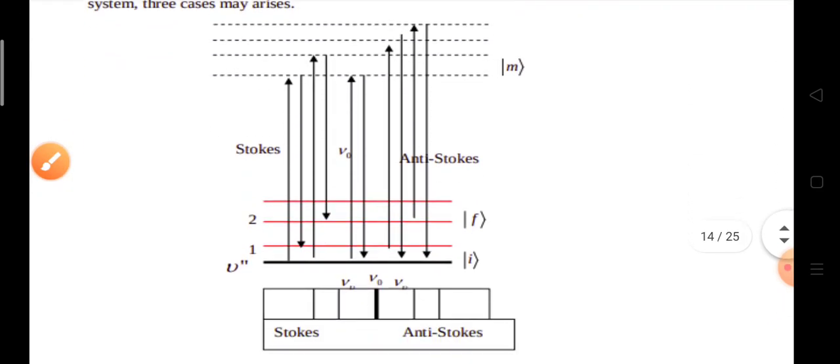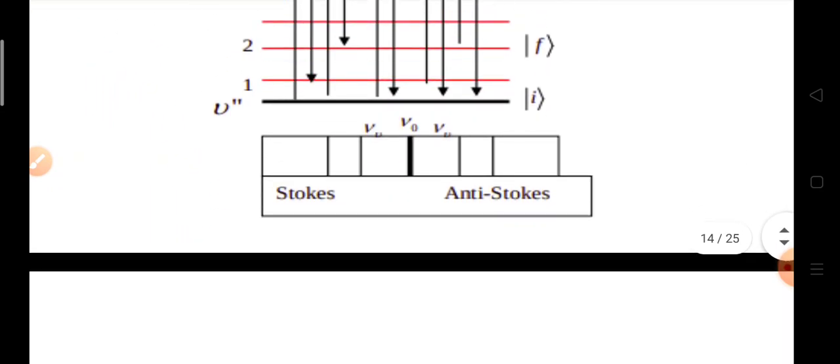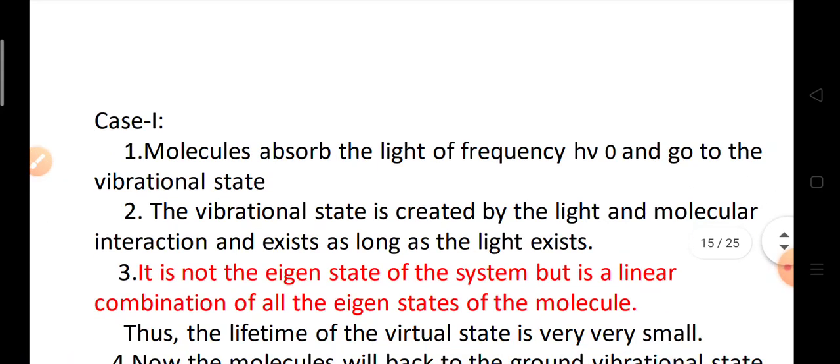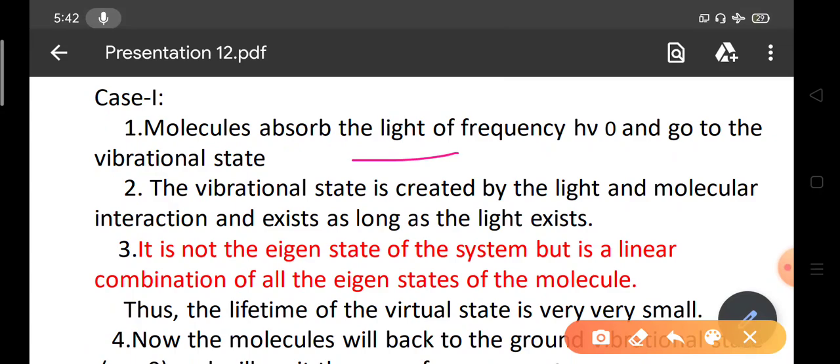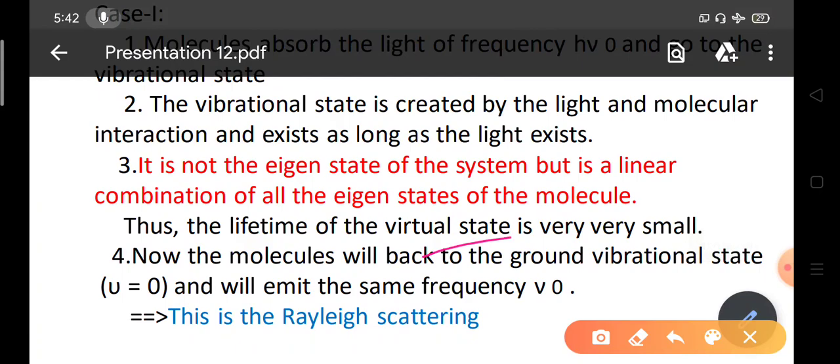So there are three cases that may arise. Let's understand the diagram. Suppose first, case 1, the molecule absorbs the light of energy h nu naught and goes to the virtual state. Now the virtual state is created by the light and molecular interaction and exists as long as the light exists. So it is not an eigenstate of the system, but is a linear combination of all eigenstates of the molecule. Thus the lifetime of this virtual state is very small, and now the molecule will go back to the ground vibrational state, that is V equals 0, and will emit the same frequency as nu naught.